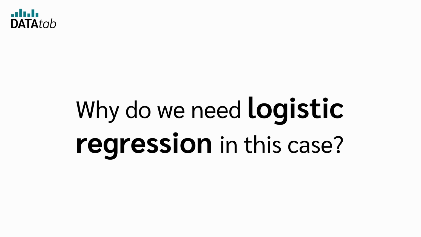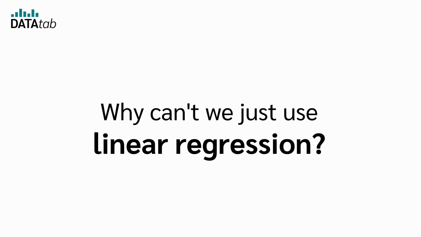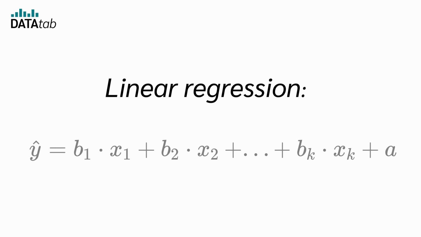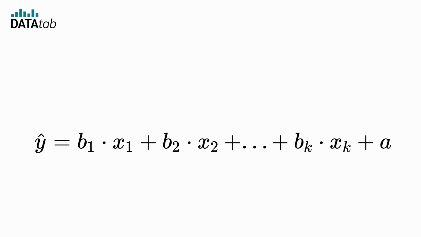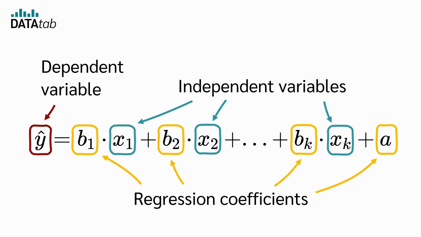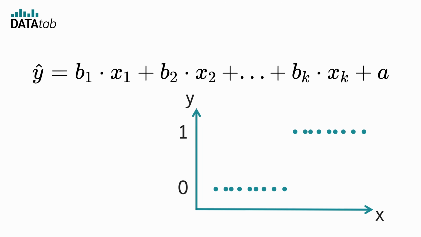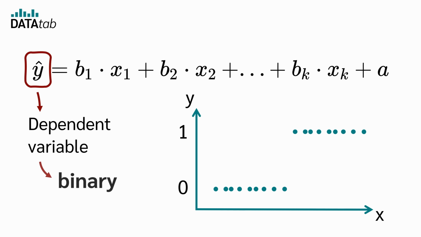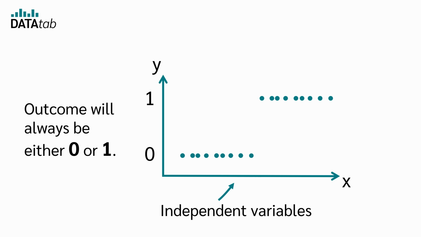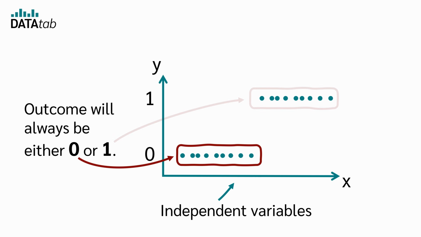Okay, but why do we need logistic regression in this case? Why can't we just use linear regression? A quick recap. In linear regression, this is our regression equation. We have the dependent variable, the independent variables, and the regression coefficients. However, our dependent variable is now binary, taking on the value of either 0 or 1. Regardless of the values of the independent variables, the outcome will always be 0 or 1.